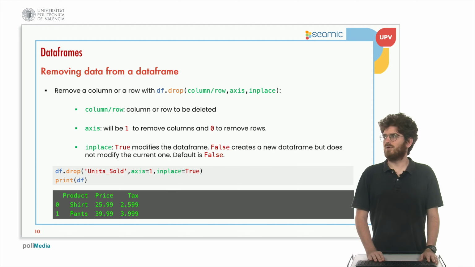And finally, in place determines whether we are modifying the data frame itself or creating a new one with the deleted elements. In this case, for example, if we want to remove the units sold column, we give the name as the first parameter. Then on axis, we say 1 because we want to remove a column. And then if we select in place equals to true, we will find that the data frame itself has been modified and now it has 3 columns again.